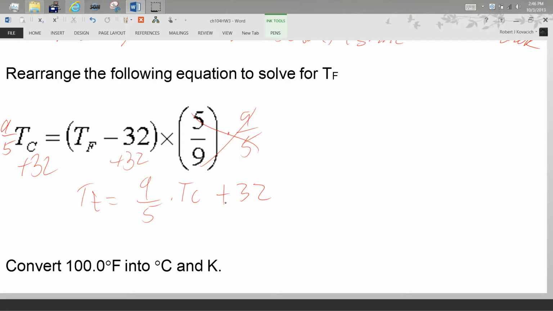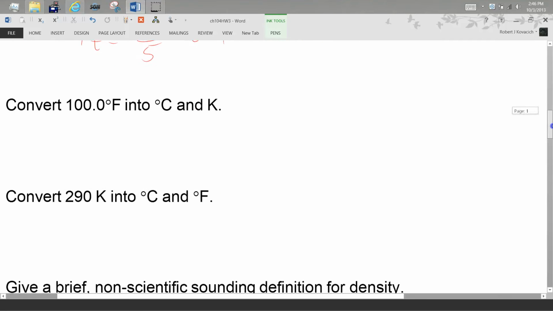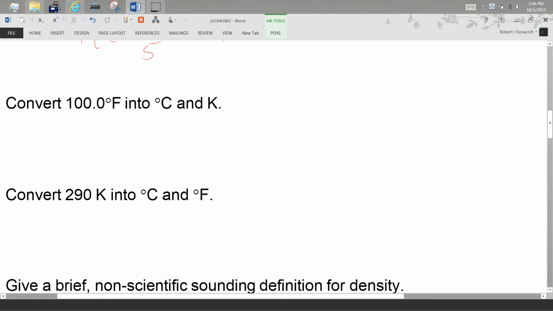All right, let's do this conversion. So we're going from Fahrenheit to Celsius and then to Kelvin. So my temperature Celsius is equal to 100 degrees minus 32 times 5/9. So somebody have a value for that?